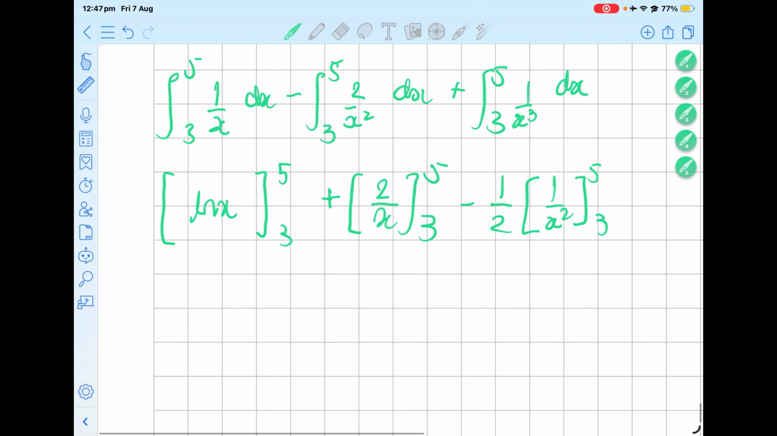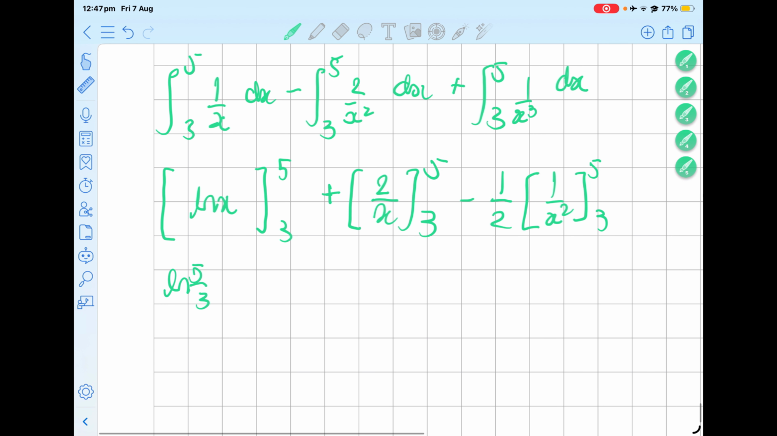So this will be ln 5/3, and then 2/5 minus 2/3 is how much in a fraction? It's minus 4/15 actually, and then 1 over 5 squared minus 1 over 3 squared, and then I have to multiply it by minus half. That's plus 8 over 225, so minus 4 over 15. So you get ln 5 over 3 minus 52 over 225.